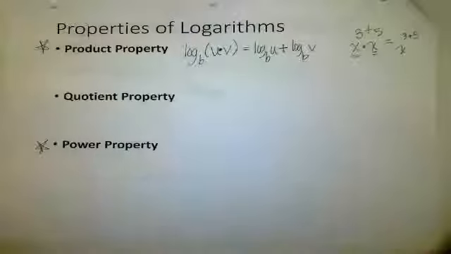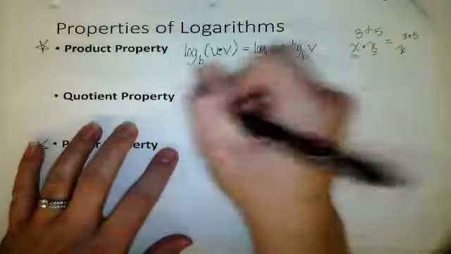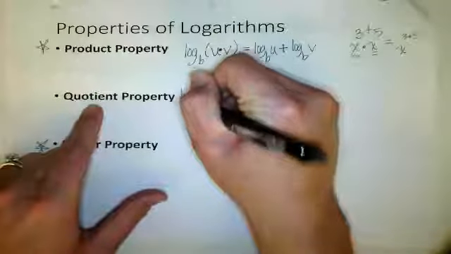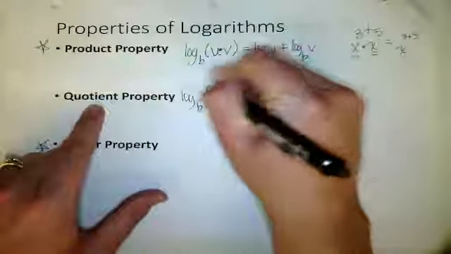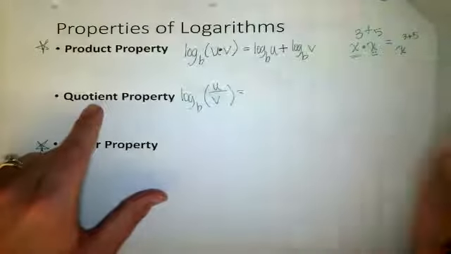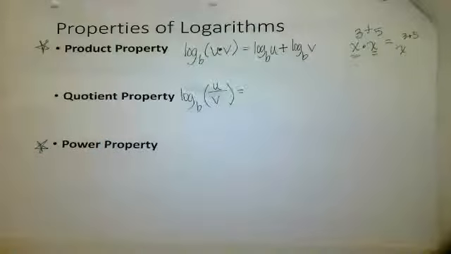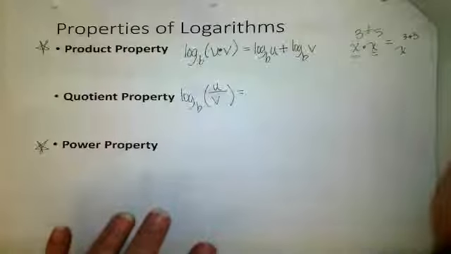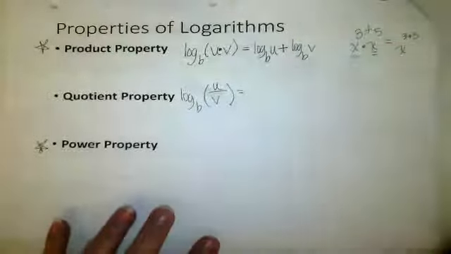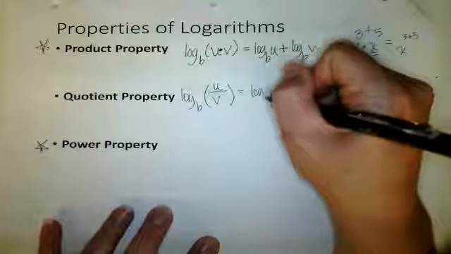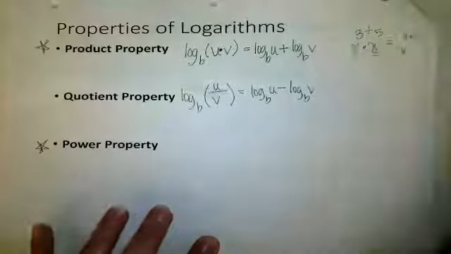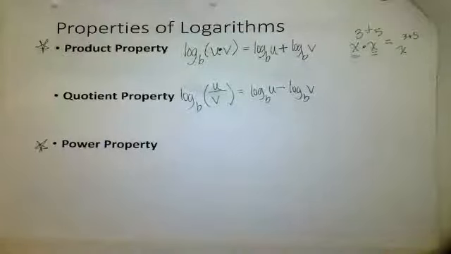All right. The quotient property, again, quotient implies what? Division. So if we have log base b of a division problem, u divided by v, then we can expand it and make it a lot longer. What do you think we're going to do? Subtract. Yes, we're going to subtract the logs. Log base b of the top minus log base b of the bottom. And that's what we call expanded form, because it's bigger, right? It's expandeder.